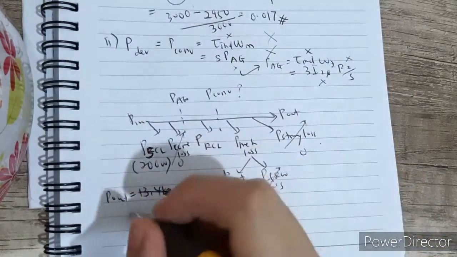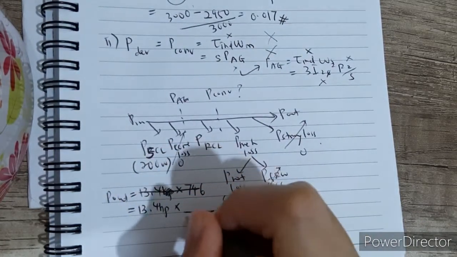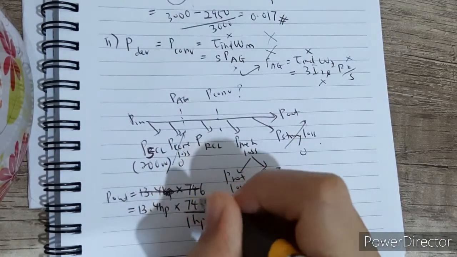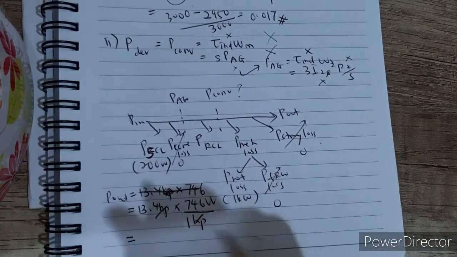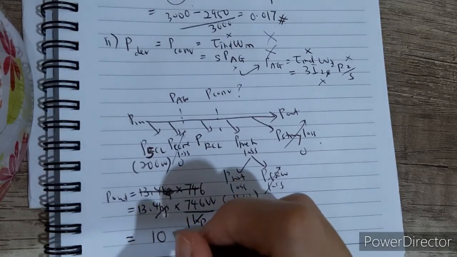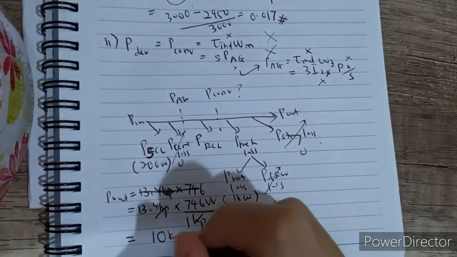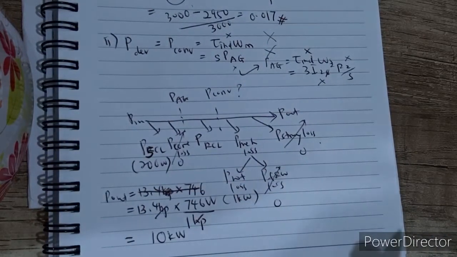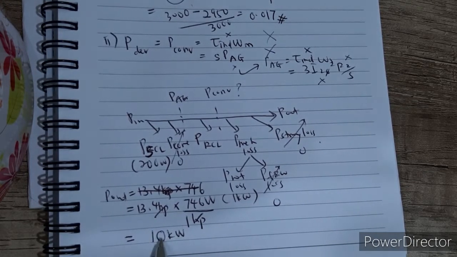The calculation is like this: 13.4 HP times 746 watt per 1 HP. Cancel out HP, so you get your P out in watt, which is around 10 kilowatt. I'm following whatever the previous solution stated in my solution. If it's not exactly the same, it's around this value. Okay.